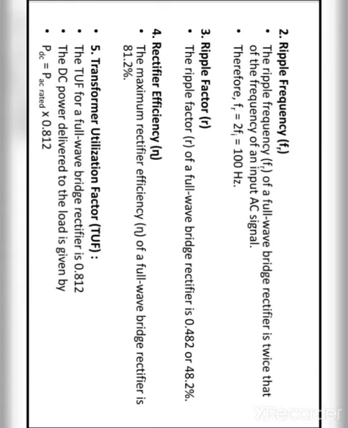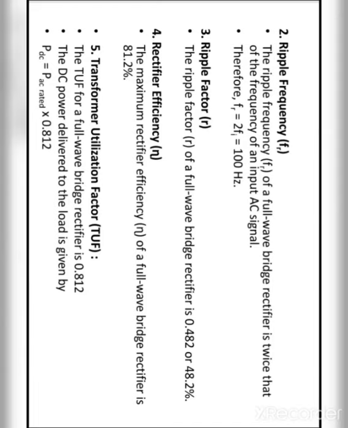The second one is ripple frequency, denoted by fr. The ripple frequency of a full wave bridge rectifier is twice the frequency of the AC input signal. That means twice fi. That is 2 into 50, which is 100 Hertz. Now the next one is ripple factor.